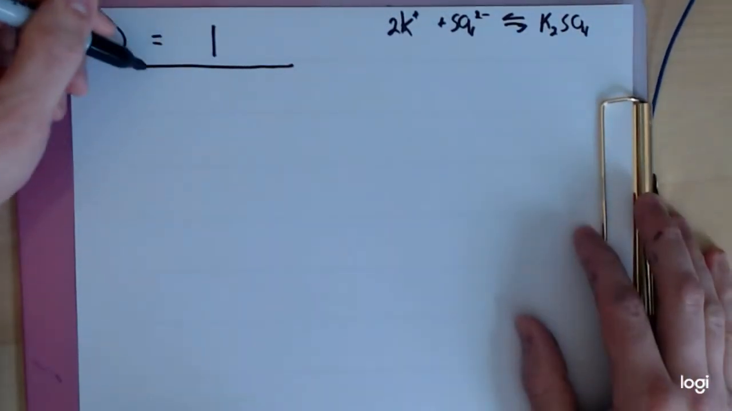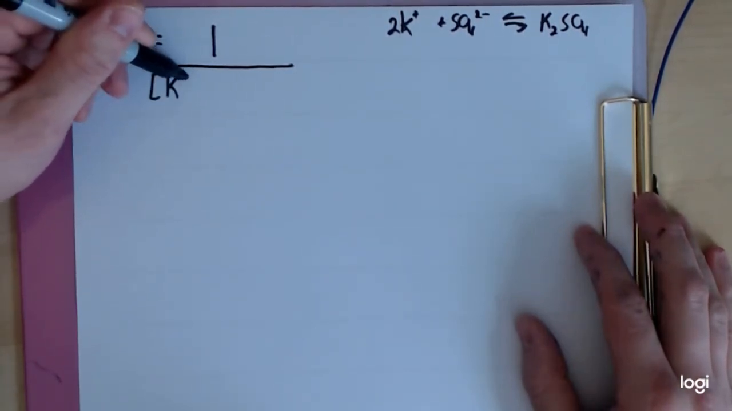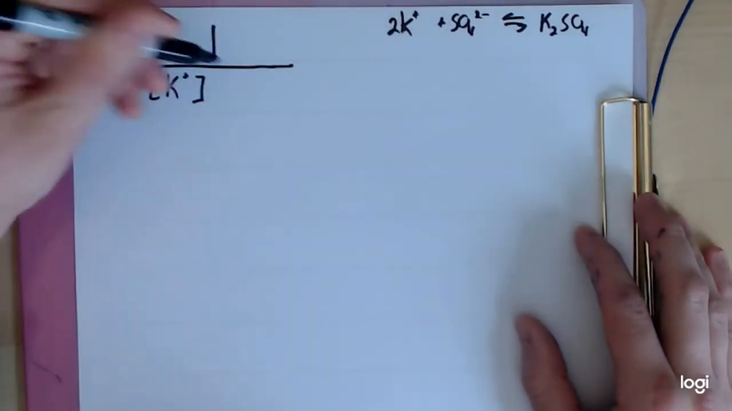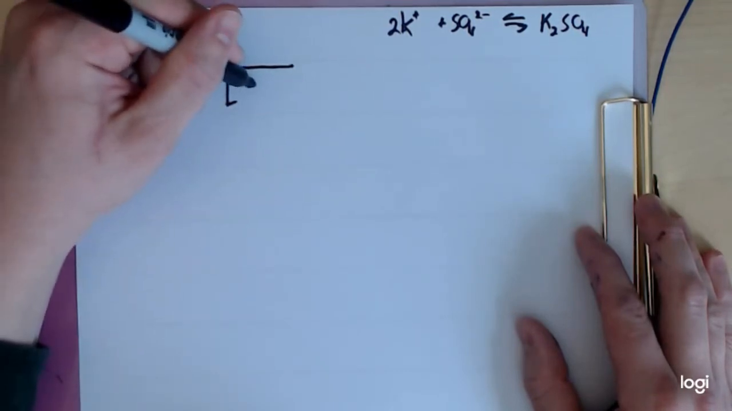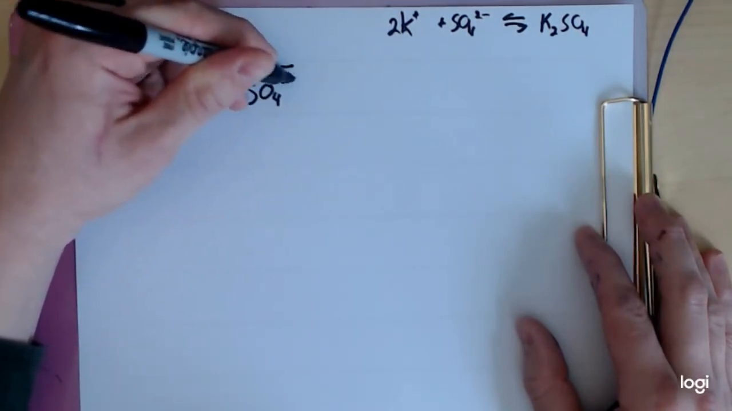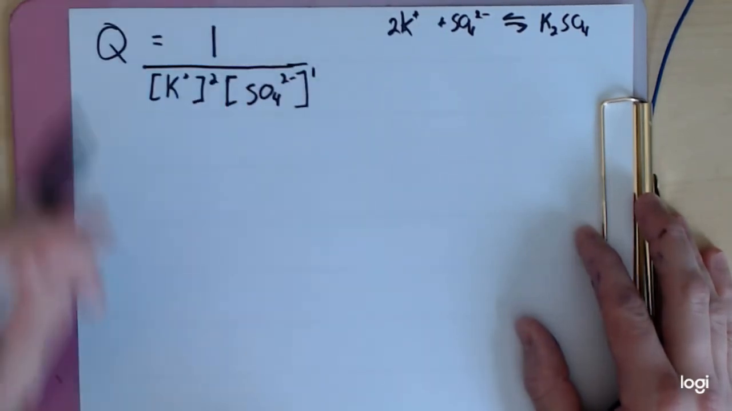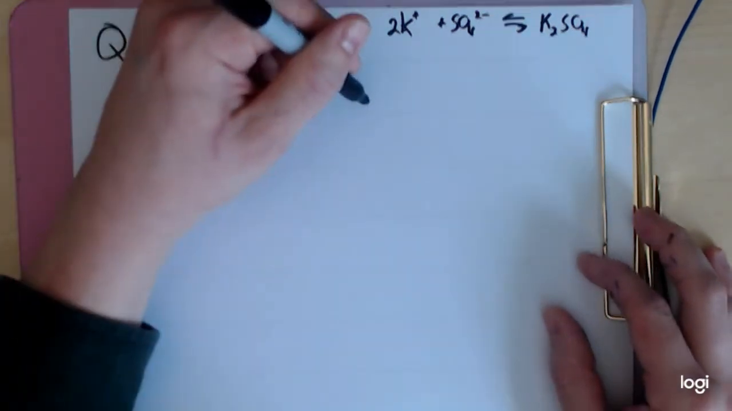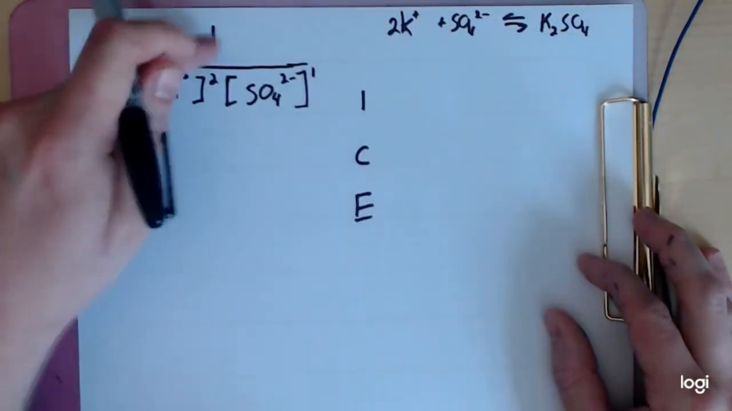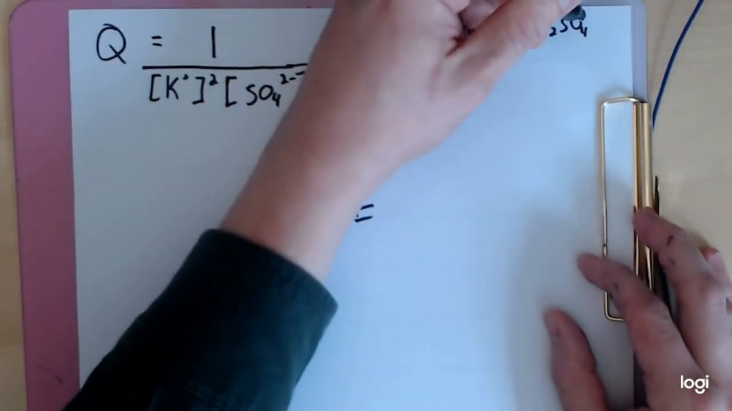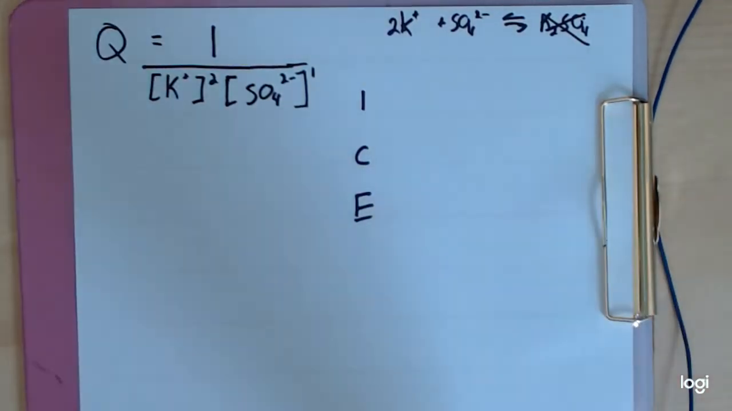Okay, so the denominator of the reaction quotient is going to be the activity of potassium, K+, raised to its stoichiometric coefficient, so square it, multiplied by the concentration of sulfate, raised to its stoichiometric coefficient, which is 1. Okay, so now let's make an ICE table for this. Again, we can ignore doing anything with potassium sulfate because we don't need to calculate any expression for that.